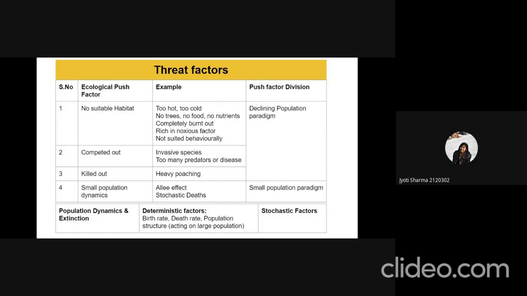So what do you mean by Allee effect? It is just like a relay race. If we have a larger population, this larger population will stabilize our population. So this is the Allee effect.